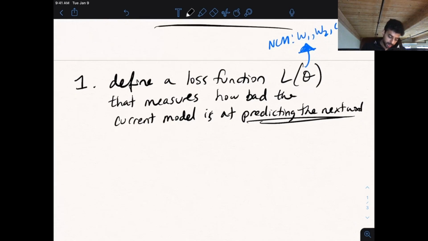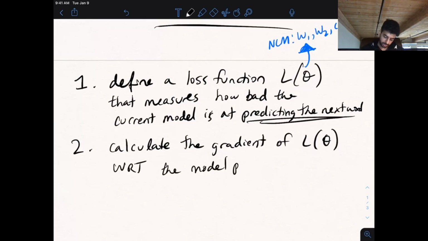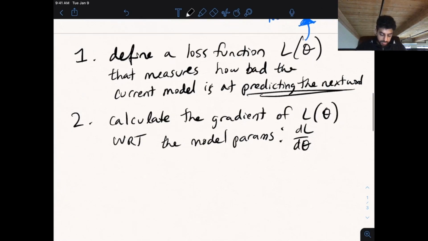Okay, so once you have a way to measure how well your model is doing, the next step is to calculate the gradient of this loss function with respect to the model parameters. So we're going to use this notation, dL d theta, to denote the gradient, and we're going to use it for all of the partial derivatives that this gradient encompasses in the future.